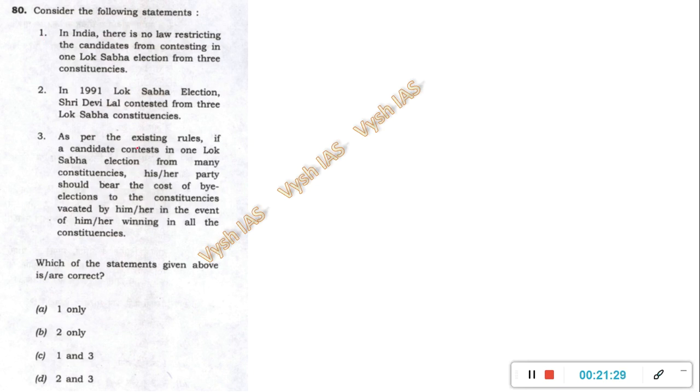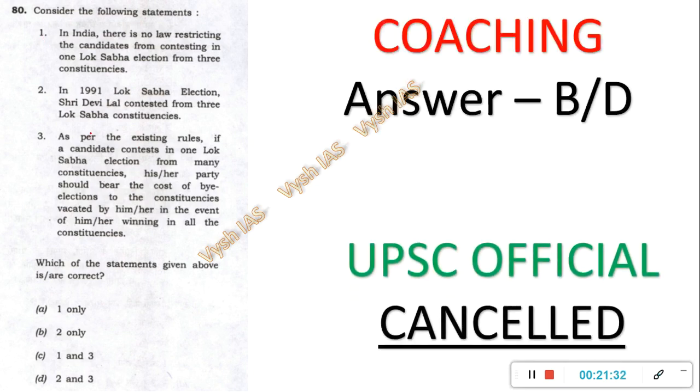Now this one is the question which UPSC cancelled. Many answer keys came, like mostly 2 only was the answer which many people told, but now there is confusion maybe because of the data. The people are not sure whether actually Sri Devi Lal contested from 3 Lok Sabha constituencies. Some are telling it's not 3, some are telling it is 2 Lok Sabha constituencies and 1 state assembly constituency. Then some are telling it's not 1991, it is some other year. So there is a problem with data.